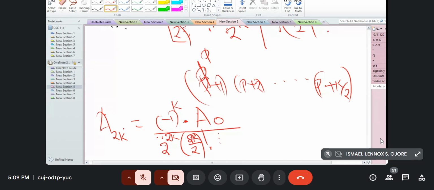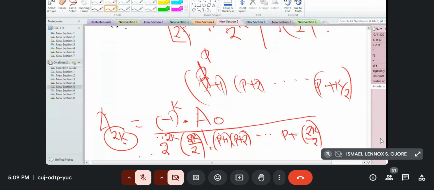Then we have p plus 1, p plus 2, all the way up to p plus k over 2. But our k in this case is 2k. So p plus 2k over 2. That will be the last term. Let's simplify 2k divided by 2.